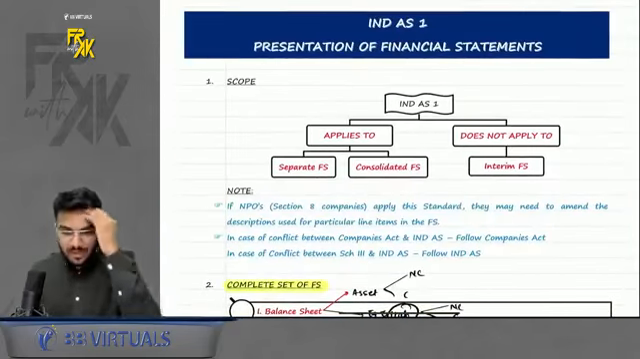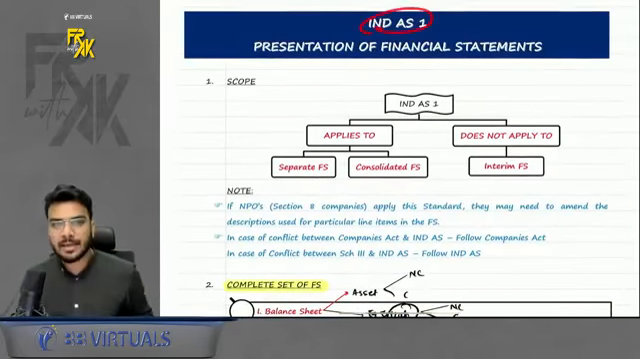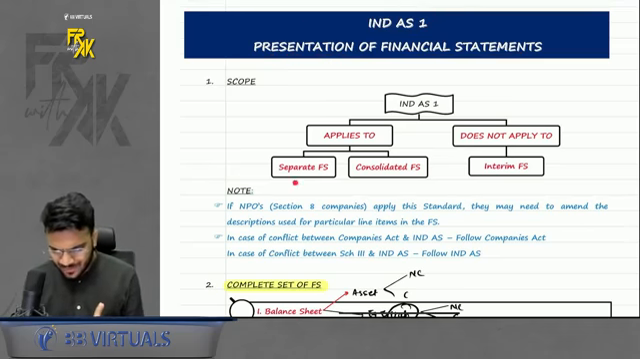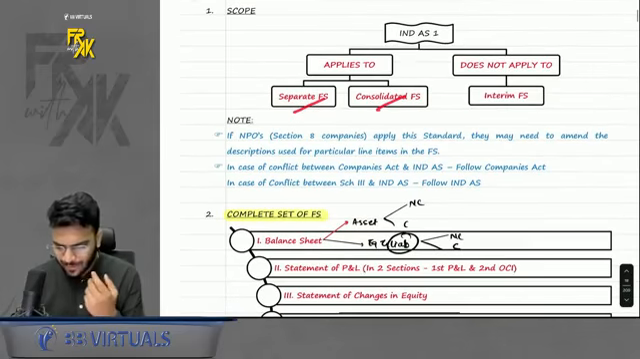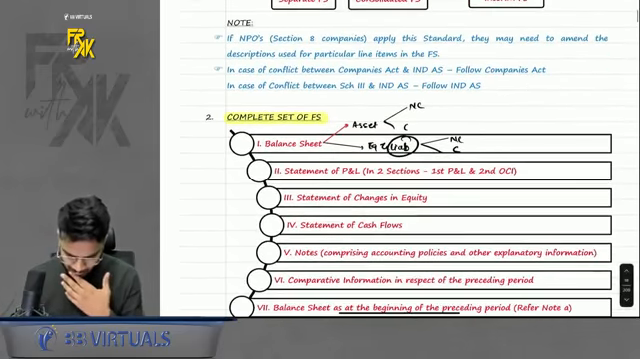Chalo, so let's start the revision in 3, 2, 1 and go. First of all, the number is Ind AS 1, name: Presentation of Financial Statements. So the first point is scope. It applies to SFS and CFS. It does not apply to interim financial statements because there is a separate Ind AS for this, Ind AS 34. Anyways, the remaining you can read.